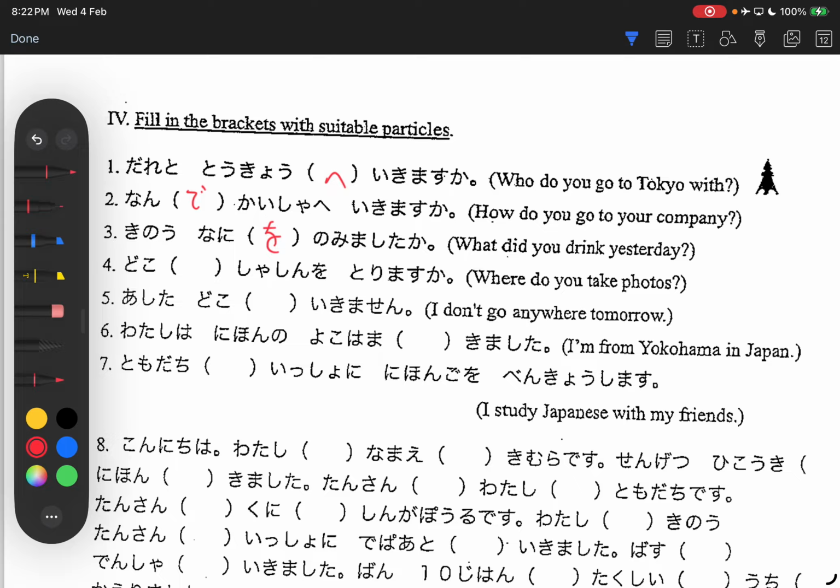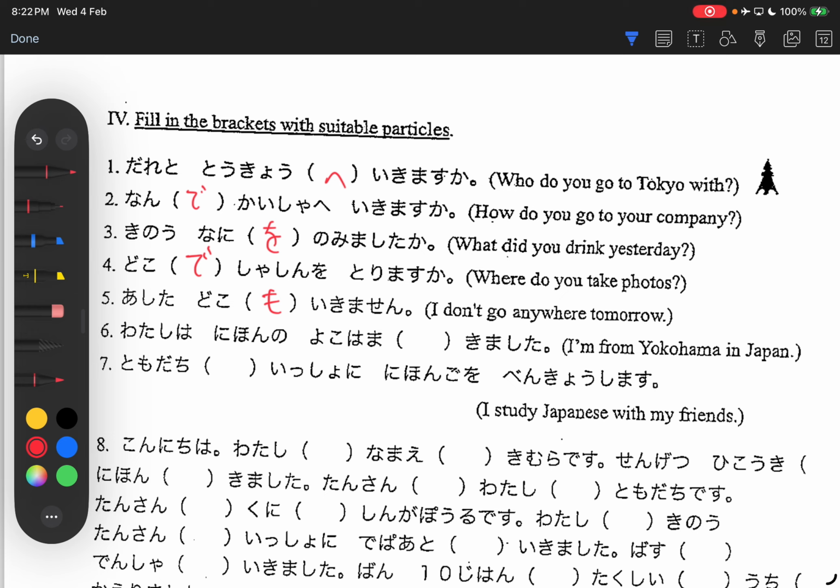4. Doko de. Very good. So it's a place of action, place of action for taking photo. So doko de 写真を撮りますか? Correct? Everybody okay? Number 5. 明日どこ? Yes, Serene. どこも. Yes, because I never go anywhere. So どこも行きません. Mo.